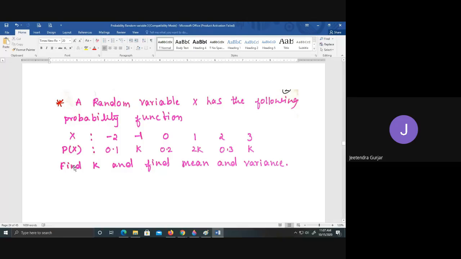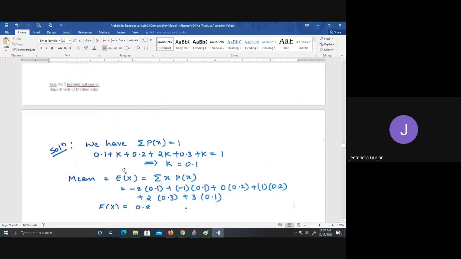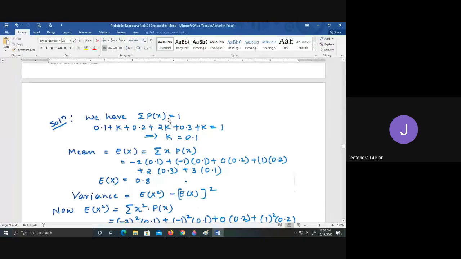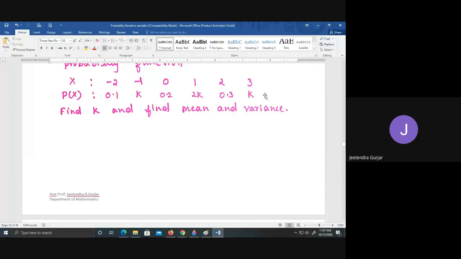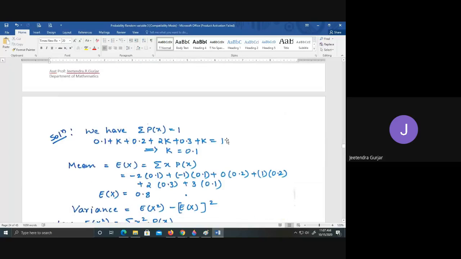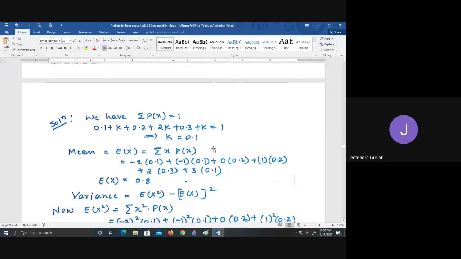And then we have come across this example: random variable x has the following probability function. Then again you are going to find x, mean and variance. So from the last example, the same way you are going to take summation p of x is equal to 1. Means you are going to add all the terms, all the probabilities. This is equal to 1 always. Remember, students. I will ask anytime anyone what is the summation of p of x. Summation of p of x is always 1. Then don't give me any different answer.